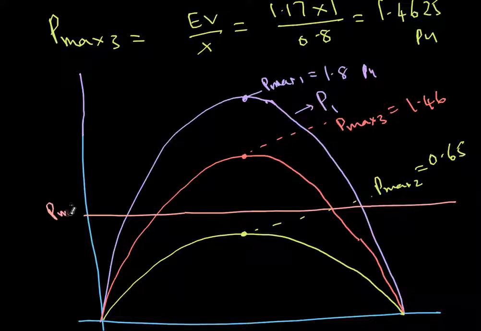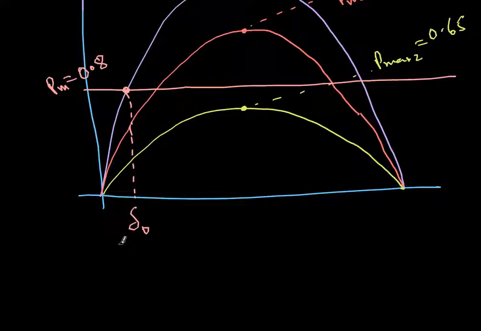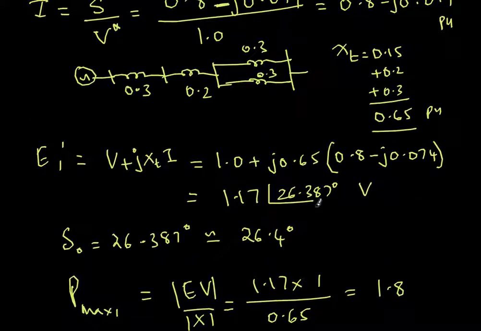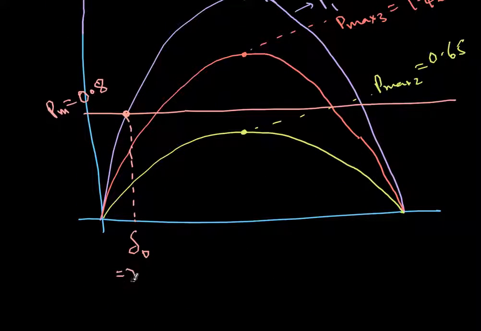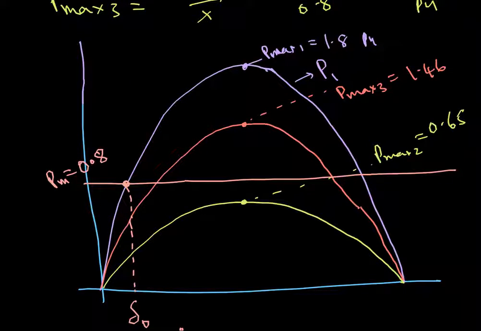So this is P mechanical 0.8, because electrical power and mechanical power will be matching. And we already calculated this angle, that is, this angle is delta naught. We already calculated that. So what is delta naught? So if I go up, it is 26.387 degrees.